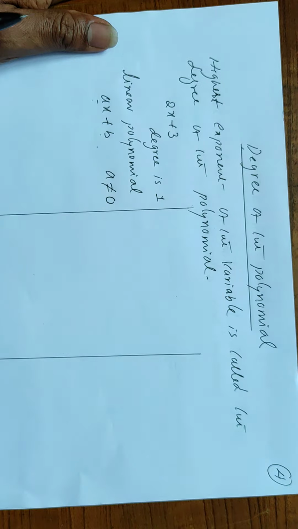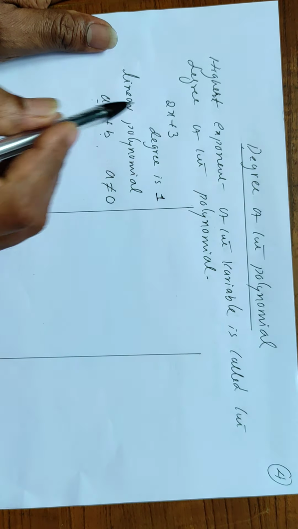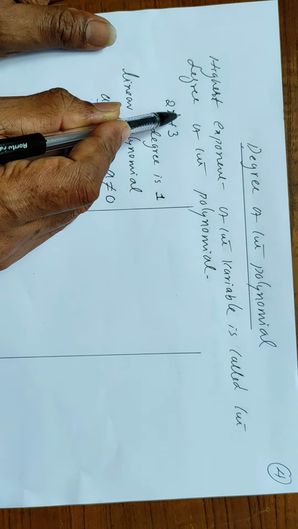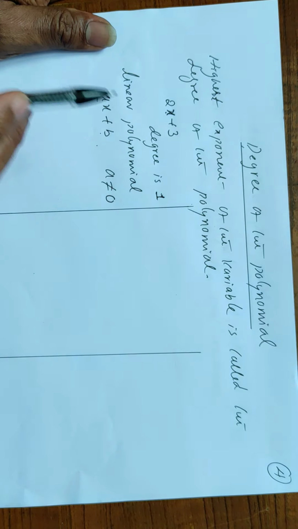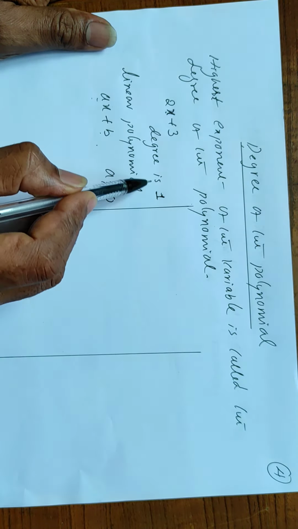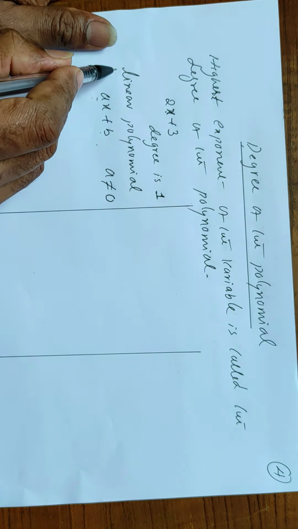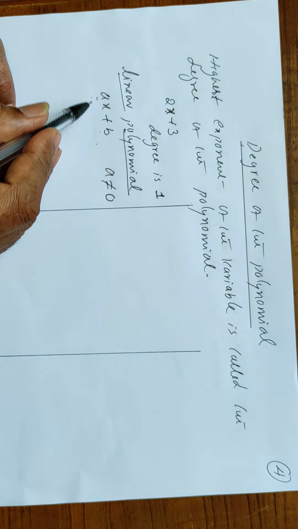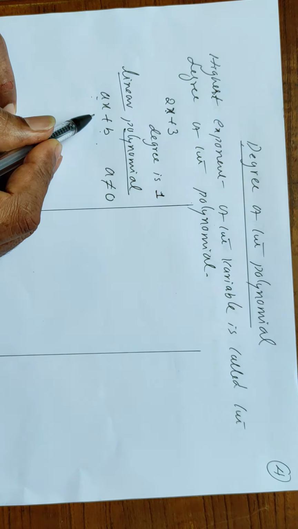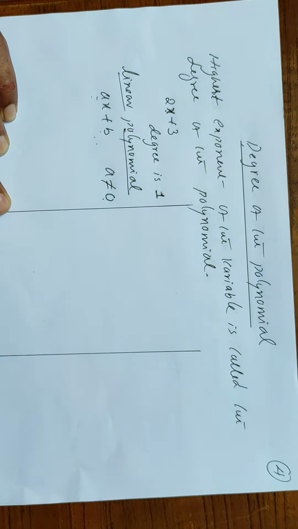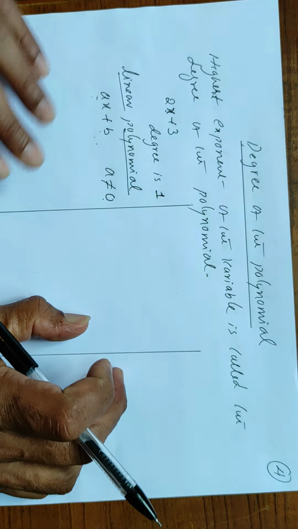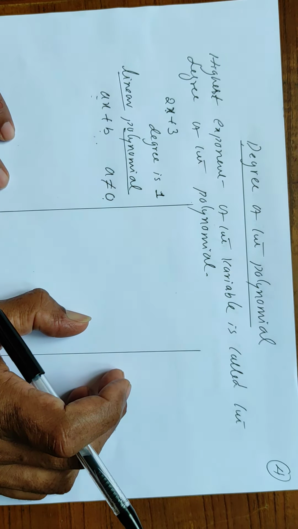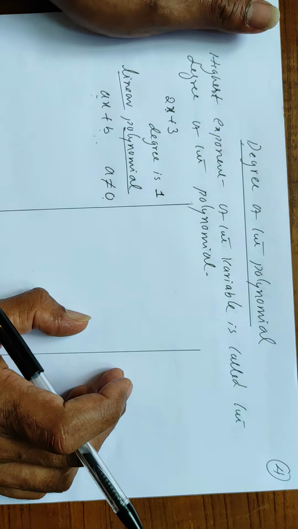Here it is a linear polynomial. The degree is 1, the highest exponent of the variable. Here the variable is x, its exponent is 1, and that itself is the highest. Therefore, the degree of this polynomial is 1, and if the degree is 1, it is called linear polynomial. The general form of linear polynomial will be of the form ax plus b, where a is not equal to 0. What happens if a becomes 0? The first term will go away and we are left with only the constant, and it becomes a constant polynomial and its degree is 0.